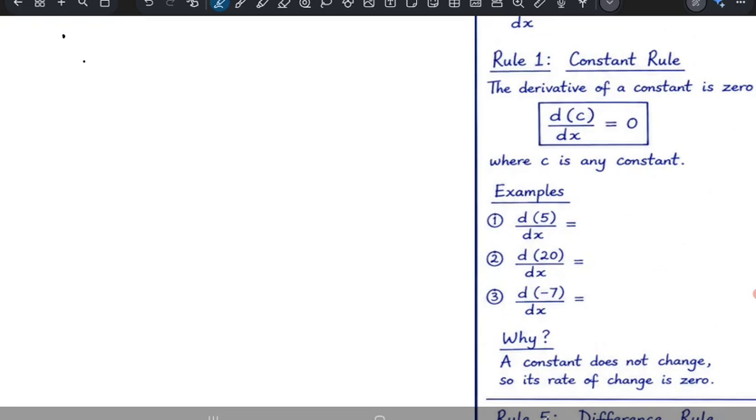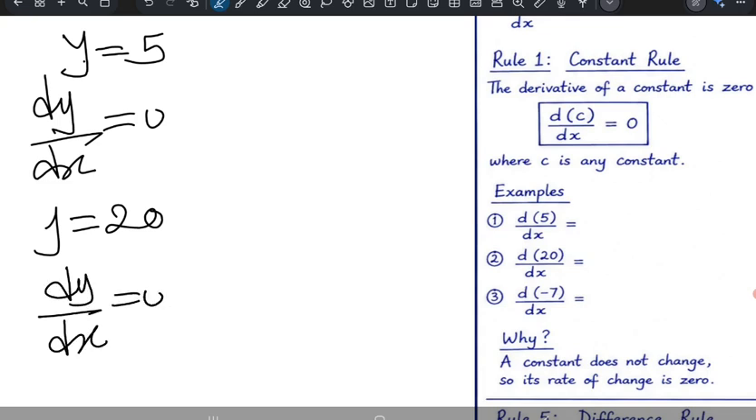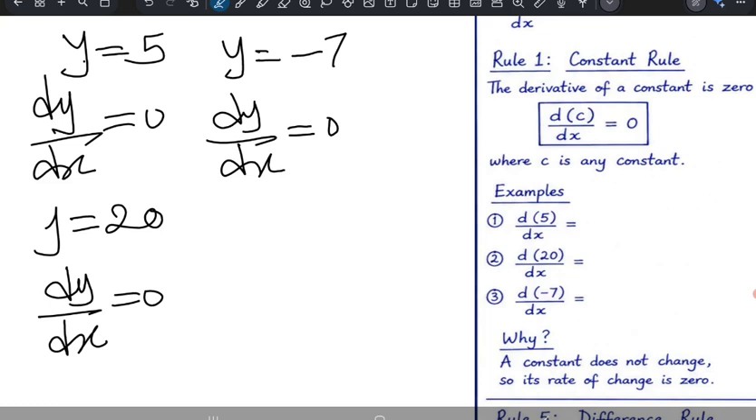Example, we have y is equal to 5. The derivative of y with respect to x is equal to 0. y is equal to 20. The derivative of y with respect to x is equal to 0. And also, y is equal to minus 7. The change in y to change in x is equal to 0. Why? A constant does not have change, so its rate of change is 0.